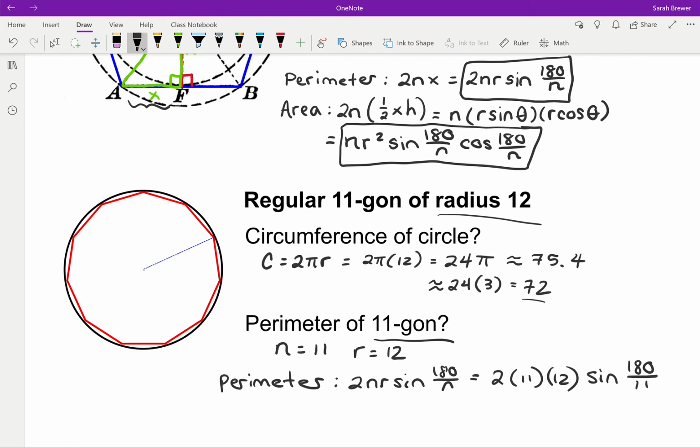So I'm actually just going to take this entire expression and plug it into my calculator, making sure that I am in degree mode. So 2 times 11 times 12 times the sine of 180 divided by 11. I'm going to make sure I close my parentheses. And I get that this is about 74.4. And we didn't have any units, but whatever those units are, that's what our perimeter would be.